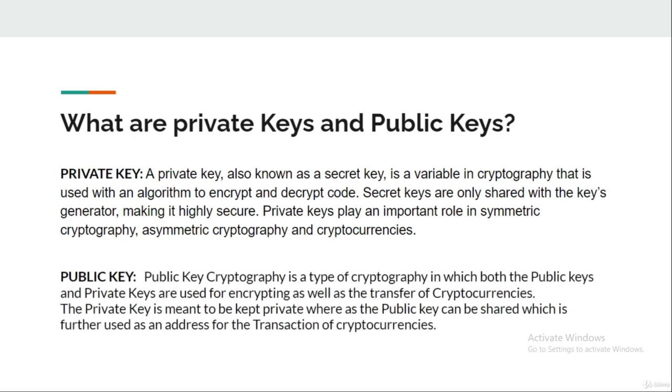Public key. Public key cryptography is a type of cryptography in which both the public keys and private keys are used for encrypting as well as for transfer of cryptocurrencies. The private key is meant to be kept private, whereas the public key can be shared, which is further used as an address for transactions of cryptocurrencies.